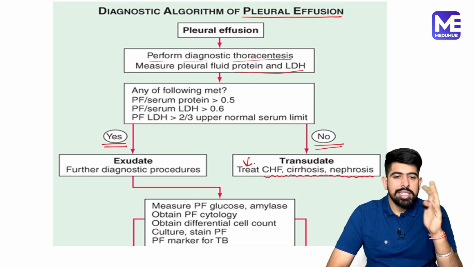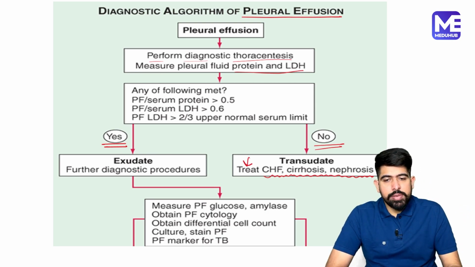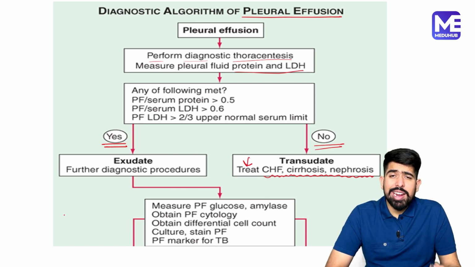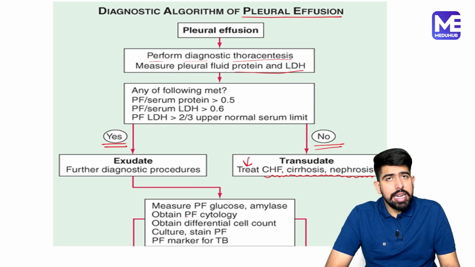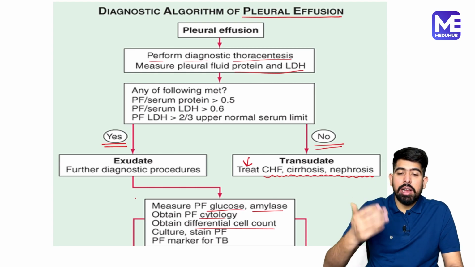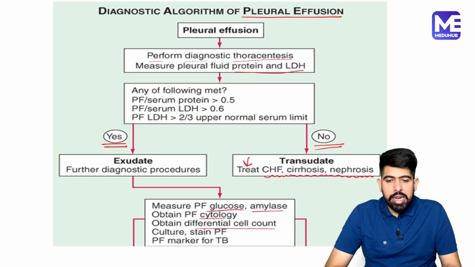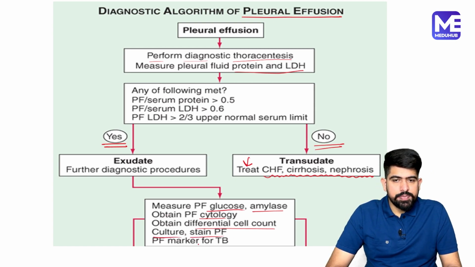If we treat the cause, there will be resolution of the pleural effusion. But if it's exudative, we have to do further diagnostic procedures. In the further diagnostic procedure, we have to check the pleural effusion glucose, amylase, and cytology also. We can go with differential cell counts, to see what cells are in this pleural effusion for the carcinomas, right? We have to go for it, and we can do the culture and stain also.